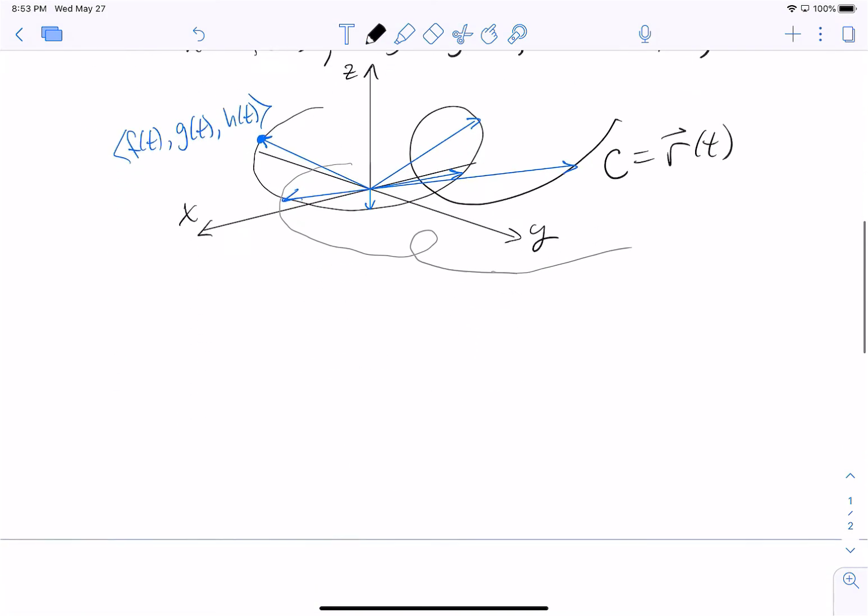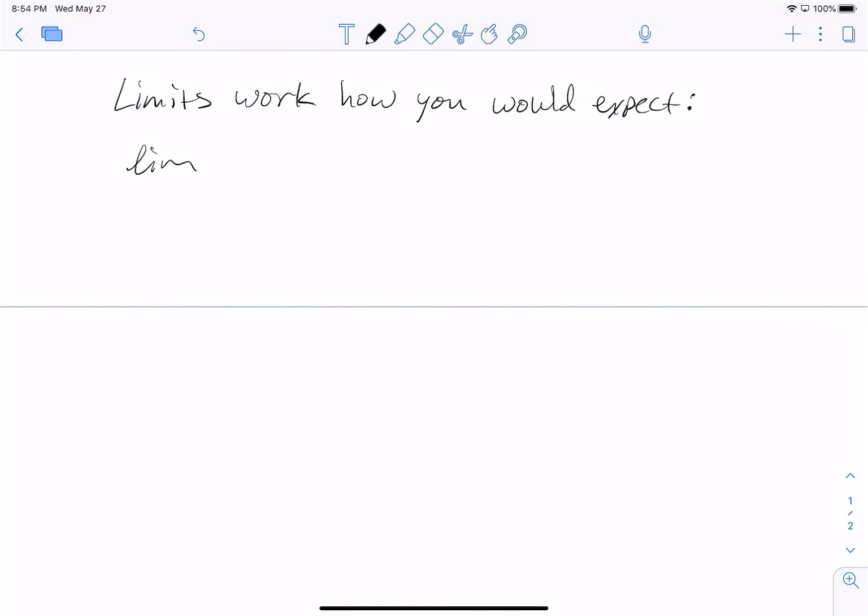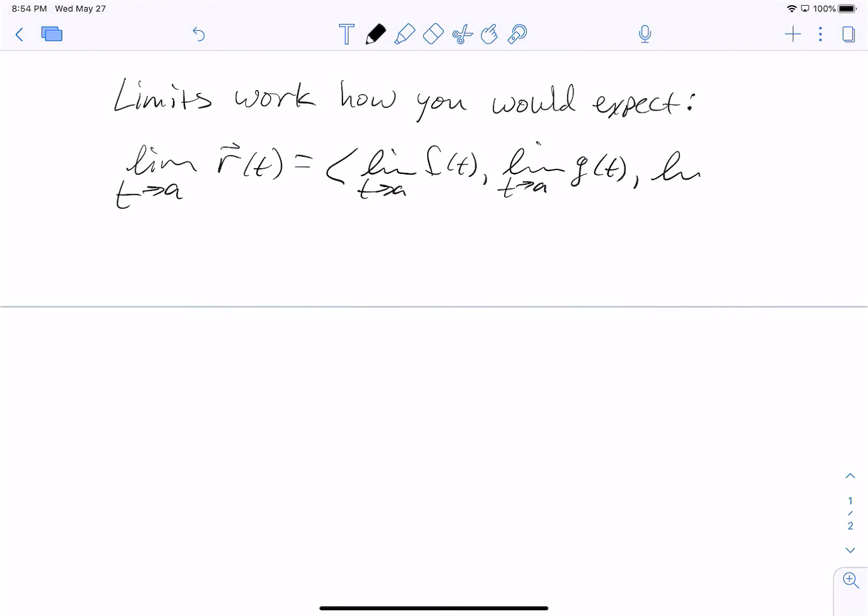Now let's get away from lasers and smoke and let's talk about limits. Limits work exactly how you would expect. The limit as t approaches a of r of t is going to be <the limit as t approaches a of f of t, the limit as t approaches a of g of t, and the limit as t approaches a of h of t>. In other words, we find the limits of the components individually, put them together as a vector at the end, provided the limits exist, and that'll be the limit of the function.